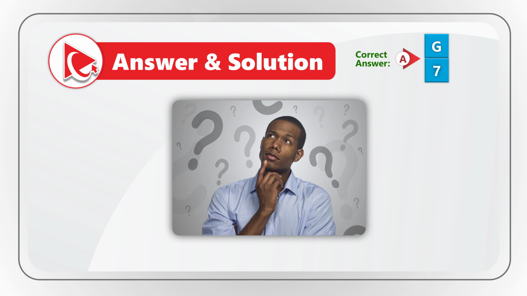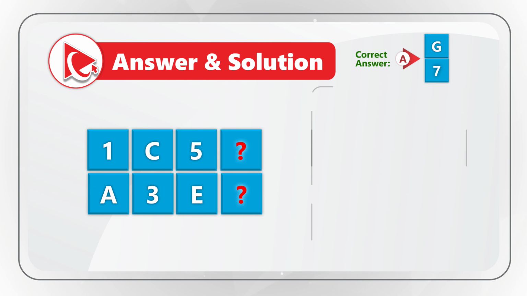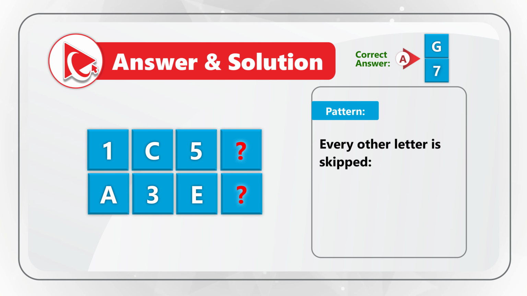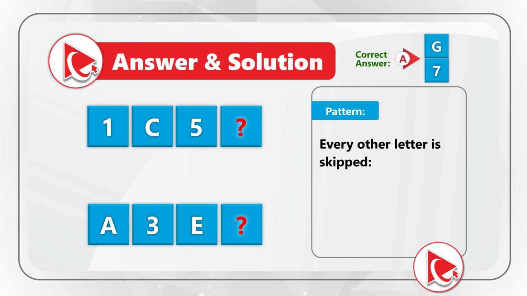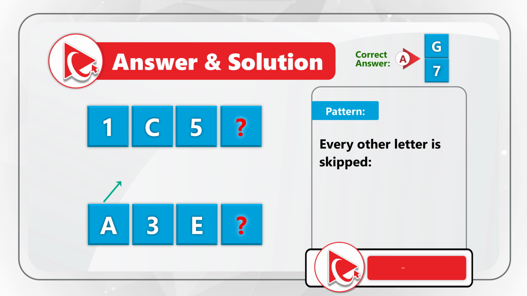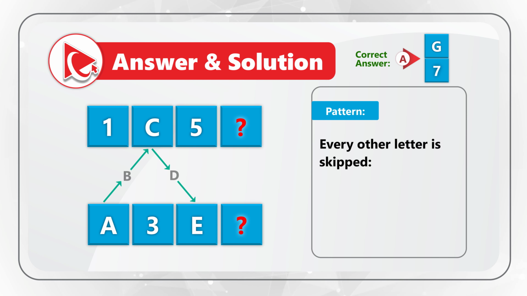And here's why. I see the pattern that every letter here is skipped. Let's take a look. If we start with the bottom letter A, then comes letter B, but then we see letter C in the second column. Then comes letter D, which is skipped, and then we see the letter E, which means that the letter F will be skipped, and we will see the letter G.